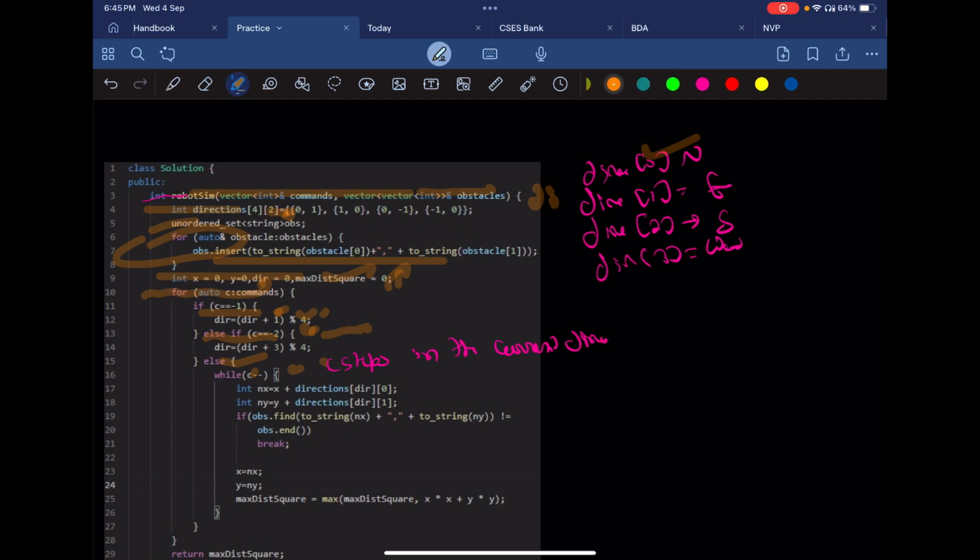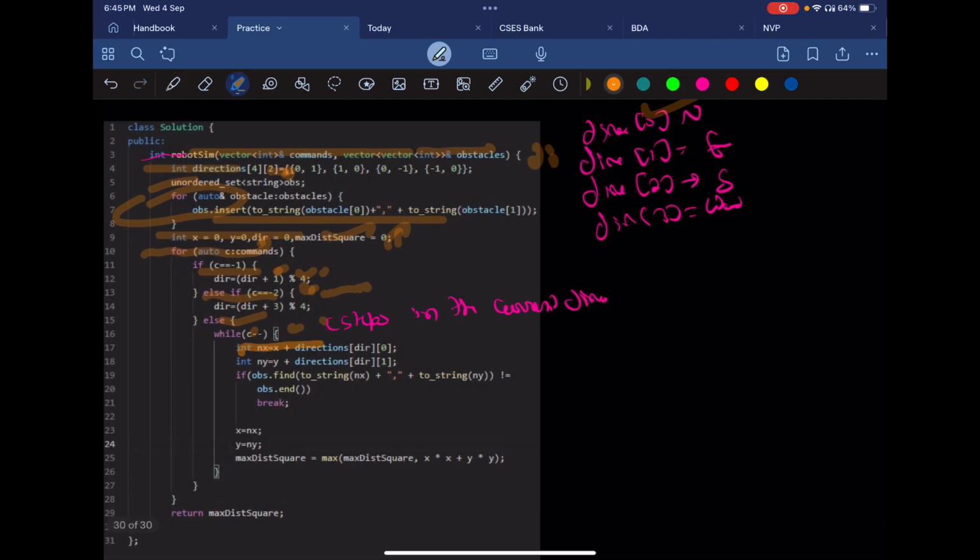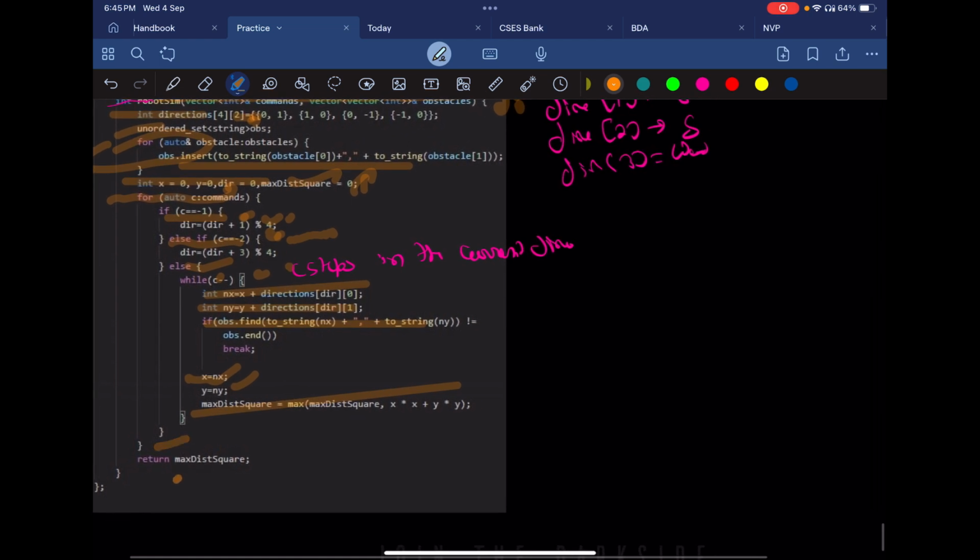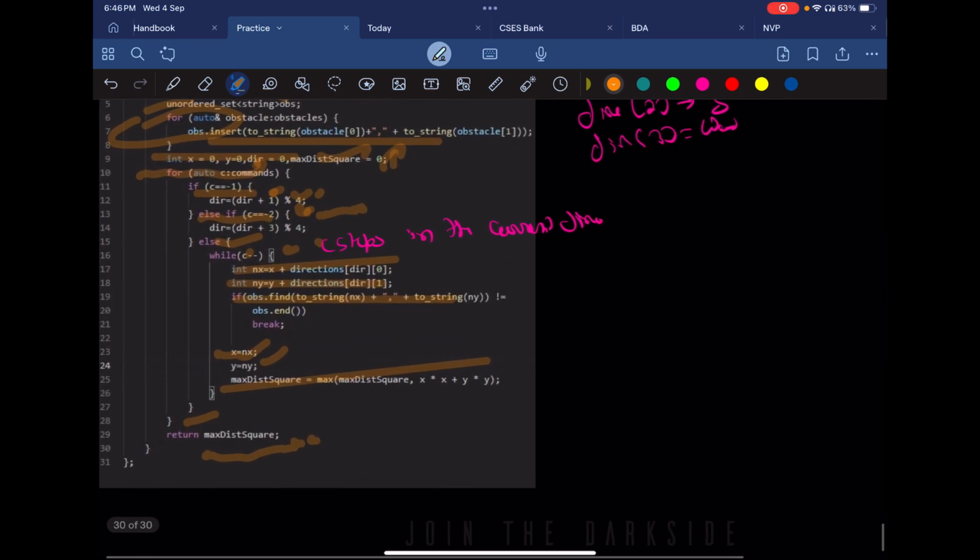Now here we are calculating the next x position, and here we are calculating the next y position, and then we are checking if the next position is an obstacle. If it is an obstacle, then we stop moving, otherwise we update the robot's position. In the end we are calculating the maximum distance squared from the origin, and after that we are returning the maximum distance squared from the origin after processing all the commands. So this is the solution, hope you like it.